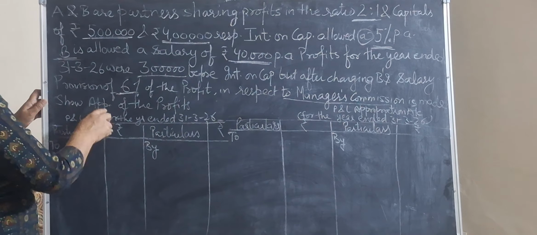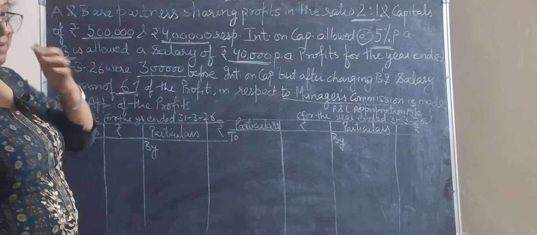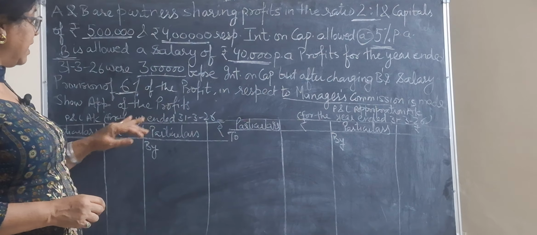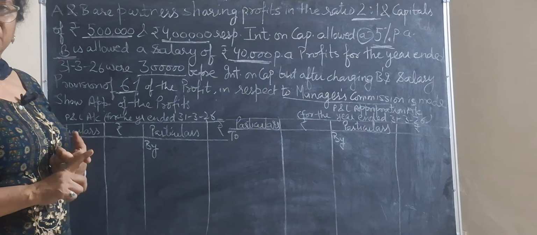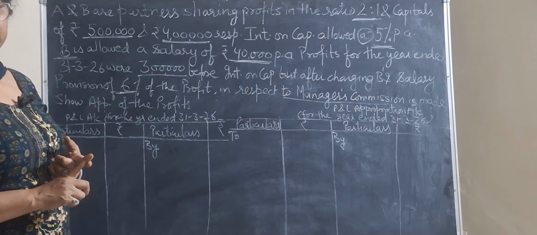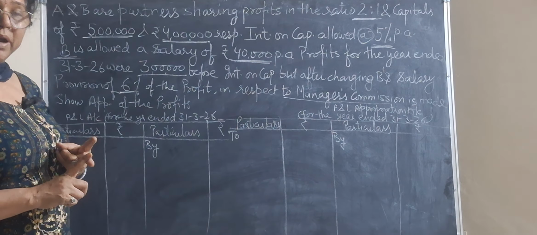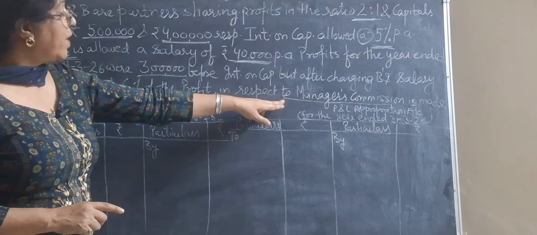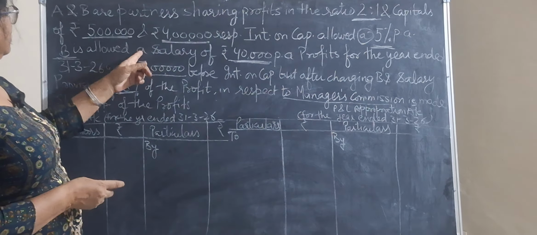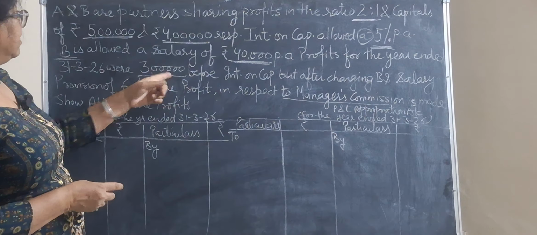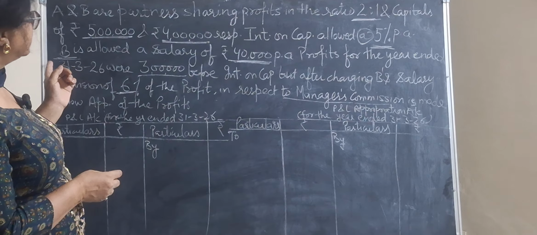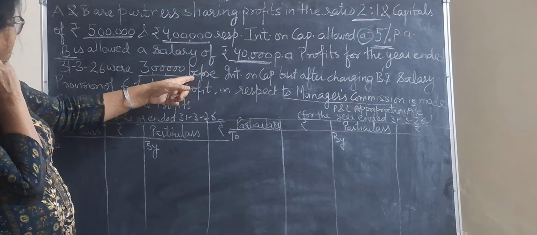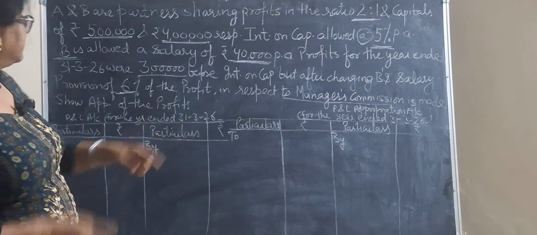So we have to prepare the P&L appropriation account as we have done. Four items are not a part of the P&L appropriation account but a part of the P&L account. What were those? Interest on loan to a partner, interest on loan by a partner, partner's rent, and manager's commission. So the manager's commission is provided here. And what is given? 3 lakh is the profit, before interest on capital but after charging B's salary.